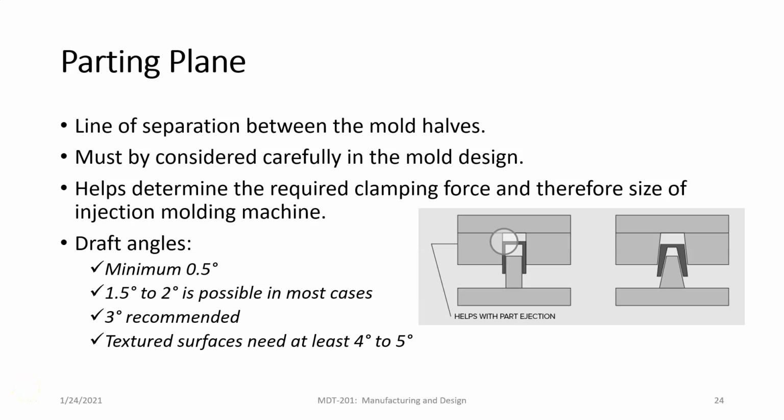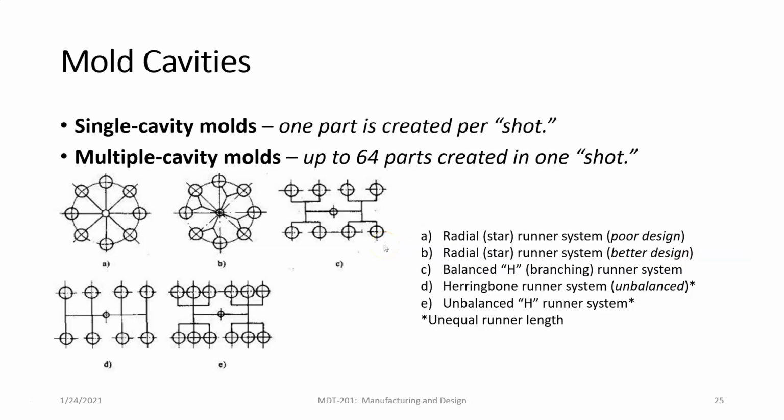Okay, picking up where we left off, we finished talking about the parting plane between the two die halves in an injection molding machine and how important it is to have draft angles. Now we're going to talk a little bit about the mold cavities.